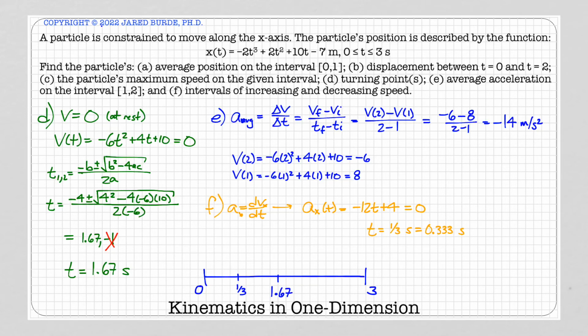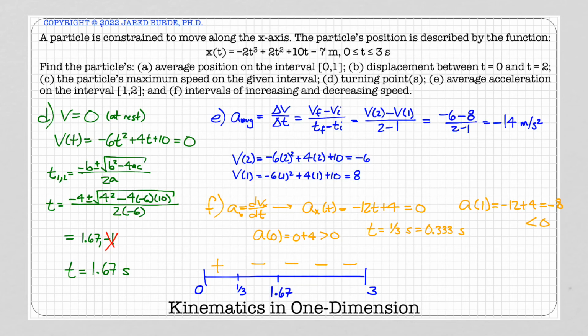Looking at my acceleration here, I can plug in a value less than 1/3. I can plug in t equals 0, for example. If I plug in 0, this term goes away. That's going to be greater than 0, so my acceleration is positive here. If I plug in a value on the other side of 1/3, t equals 1, for example, this is less than 0, and so my acceleration is negative everywhere past t equals 1/3.